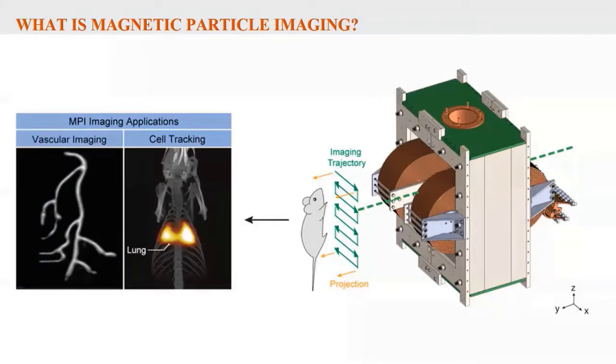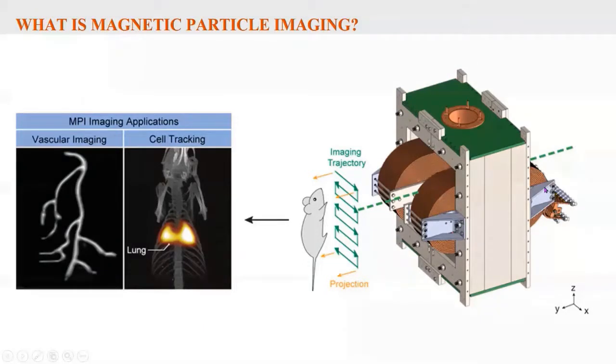MPI was first conceived in 2001 by scientists working at the Royal Philips Research Lab in Hamburg. The first system was established and reported in 2005. Since then, the technology has been advanced by academic researchers at several universities around the world.